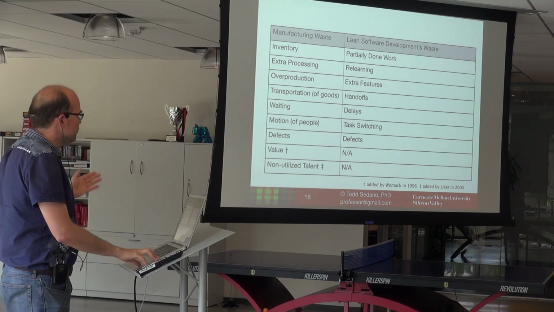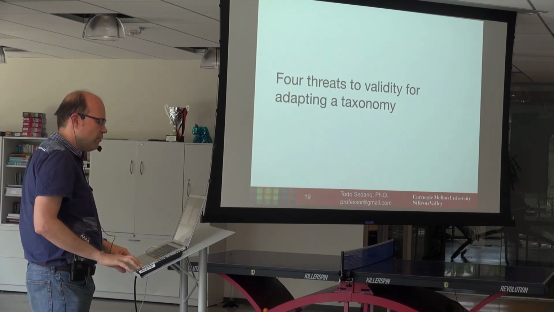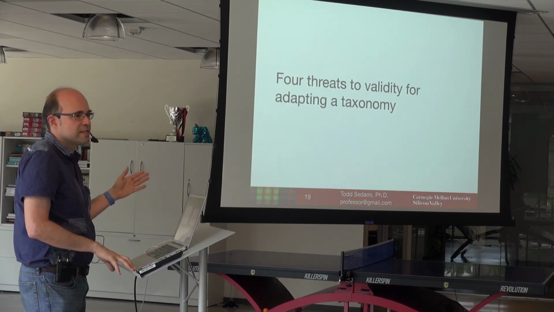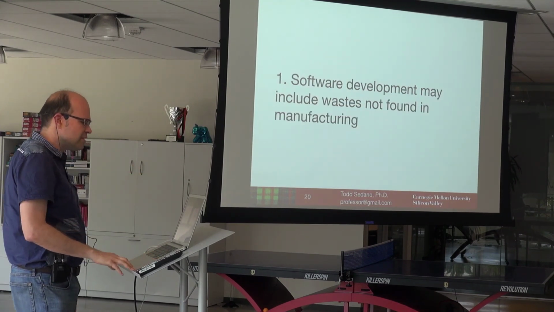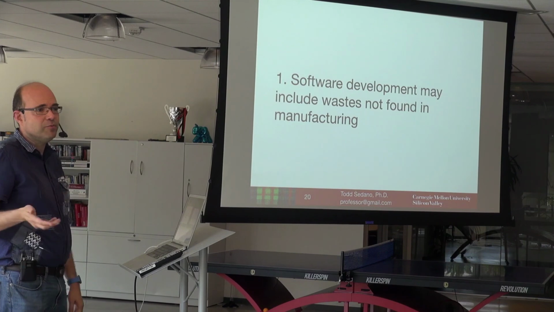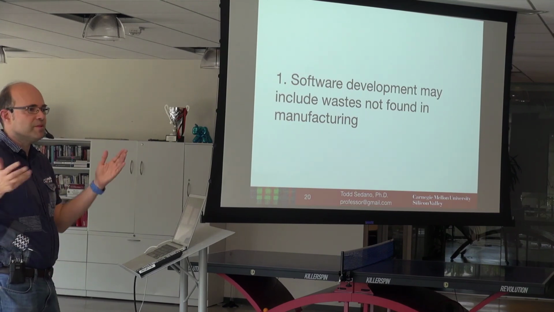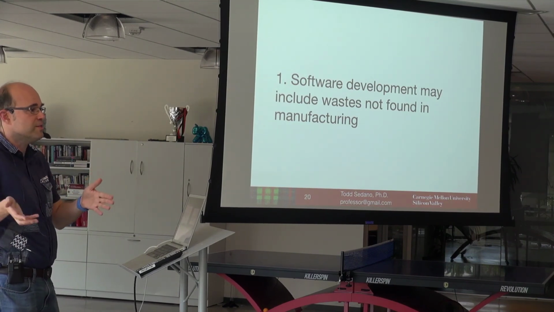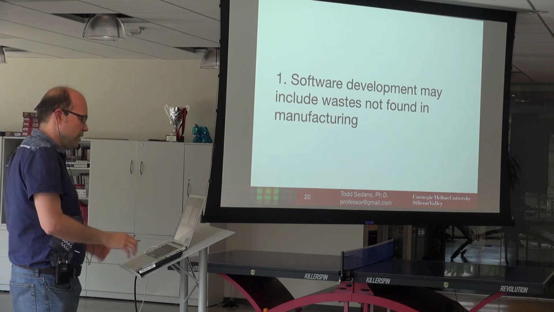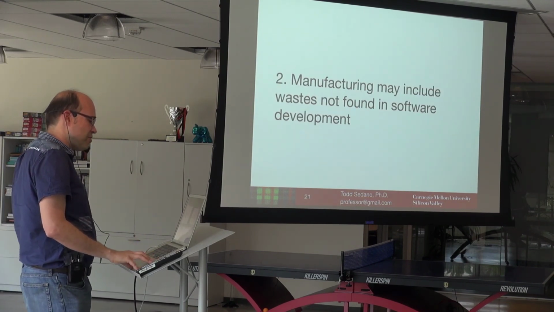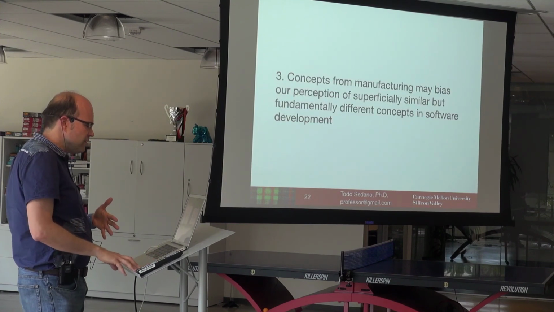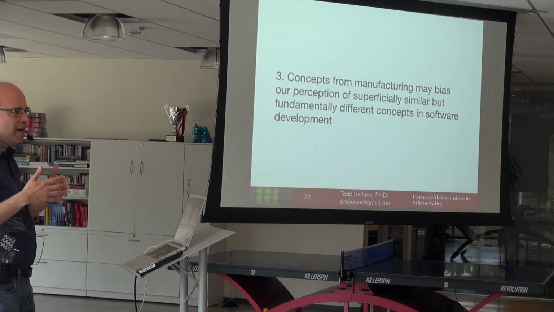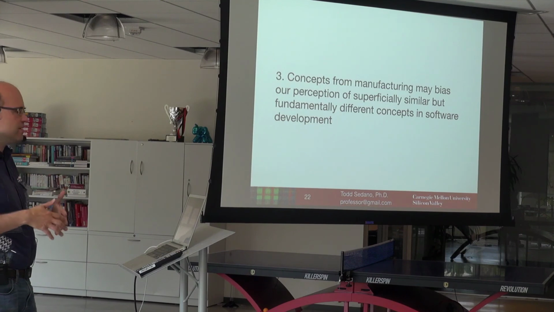Now, doing this sort of translation, there are four threats to validity in adopting a taxonomy from one domain into another domain. The first is that software development may include waste not found in manufacturing. There might be things that we do that are inherently differently wasteful than in an assembly line plant. Likewise, manufacturing might have waste that we don't have. The third is that concepts from manufacturing might bias our perception of waste in software development.